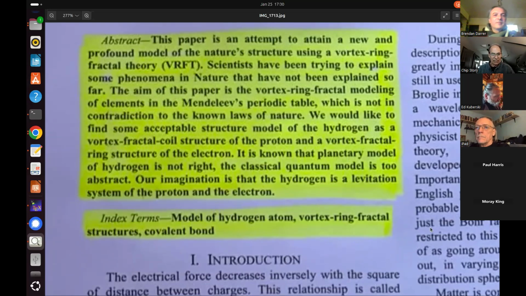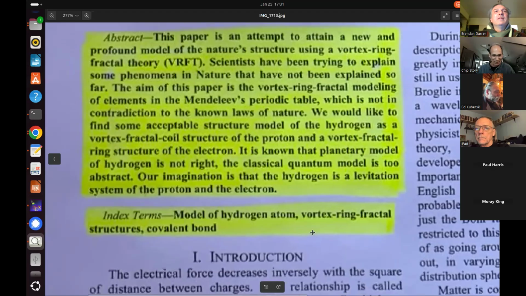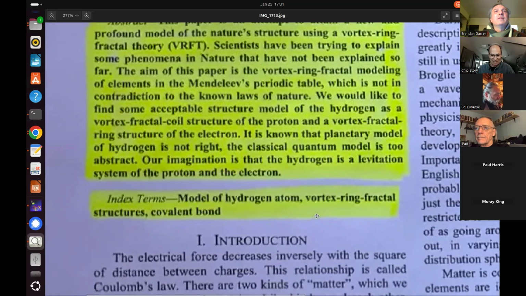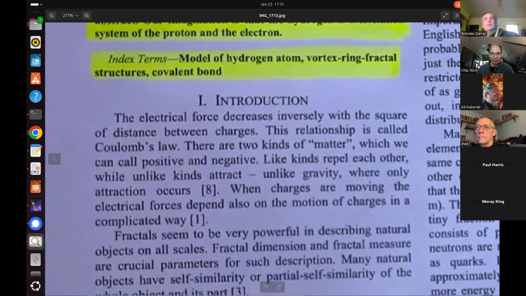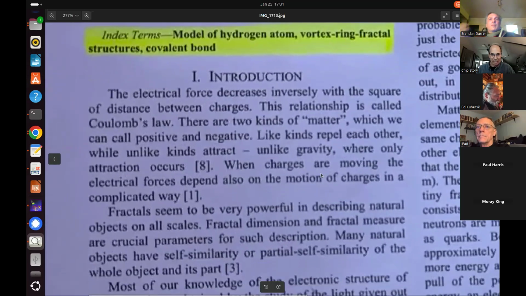It is known that the planetary model of hydrogen is not right. The classical quantum model is too abstract. Our imagination is that hydrogen is the levitation system of the proton and the electron. Introduction. The index terms here: the model of the hydrogen atom, vortex ring fractal structures, covalent bond. Those are key search words.